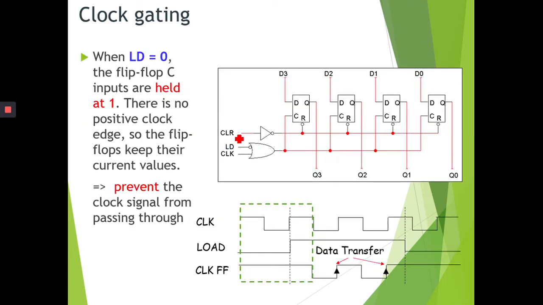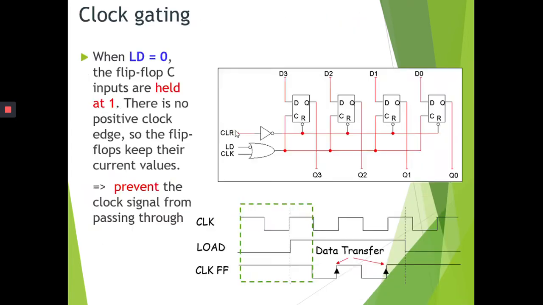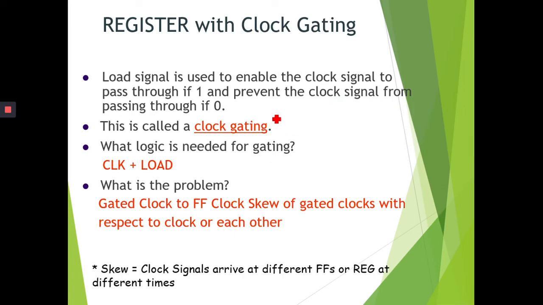So this method is known as clock gating. This is just the name. Clock gating basically just means you control the clock. Whenever you want to let the clock go into your flip-flop circuit, or you want to block the clock so that the clock cannot pass through here and nothing will happen, it just remains as it was before. So basically that is clock gating.